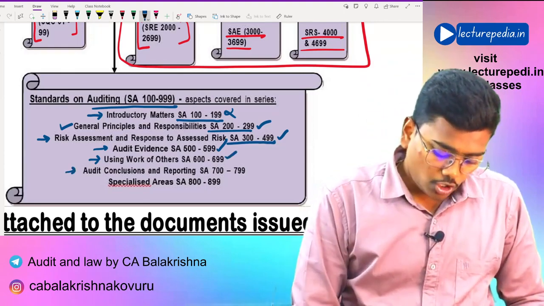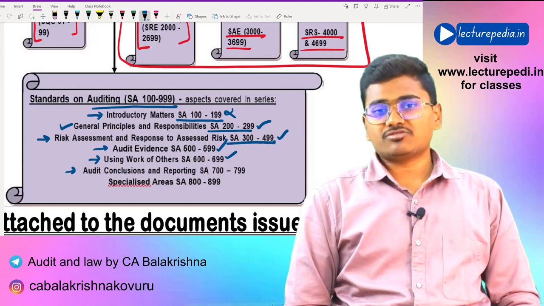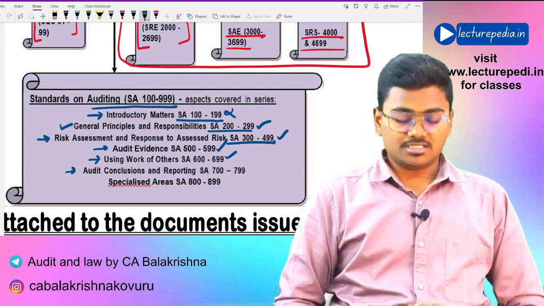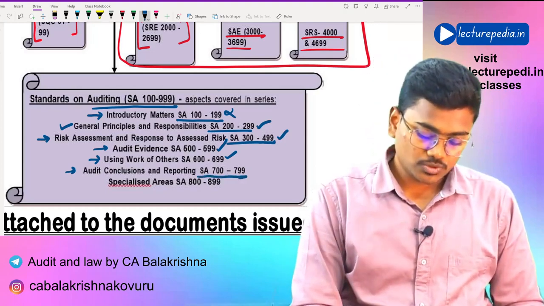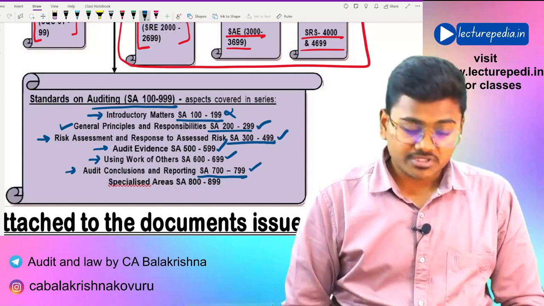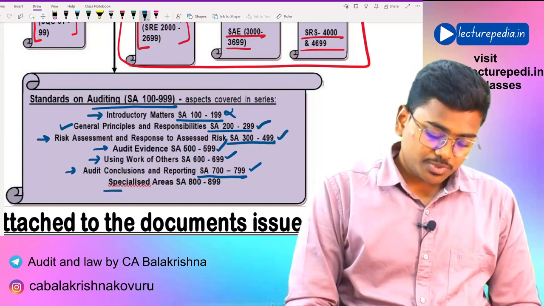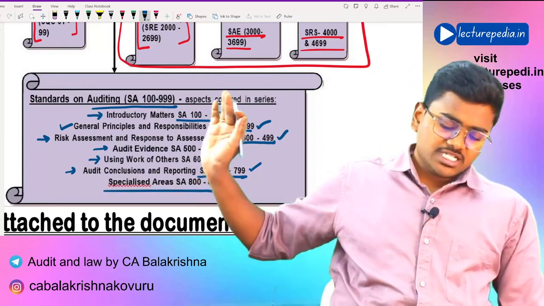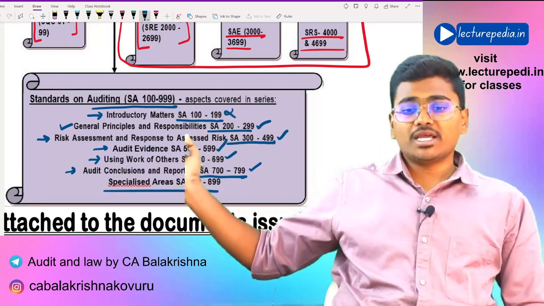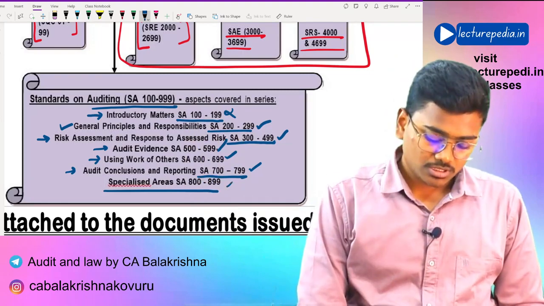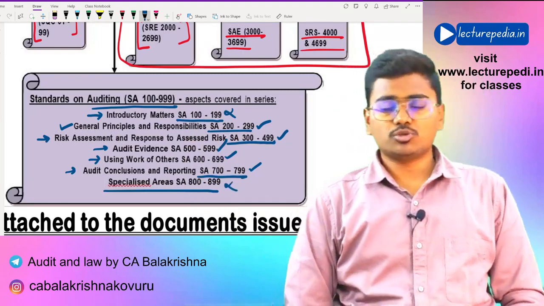And finally, audit conclusions and reporting aspects will be discussed in the 700 series, SA 700 to SA 799. We have this series in our syllabus as well. And finally, there are specialized areas which are dealt with in SA 800 to 899. We don't have this 800 series in our syllabus.